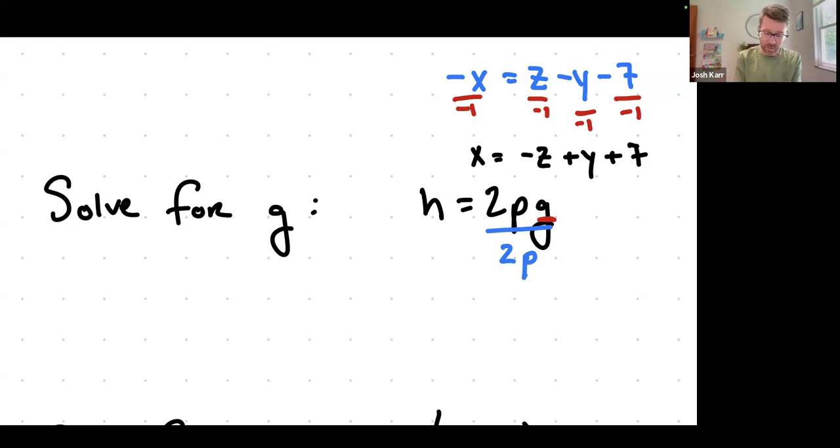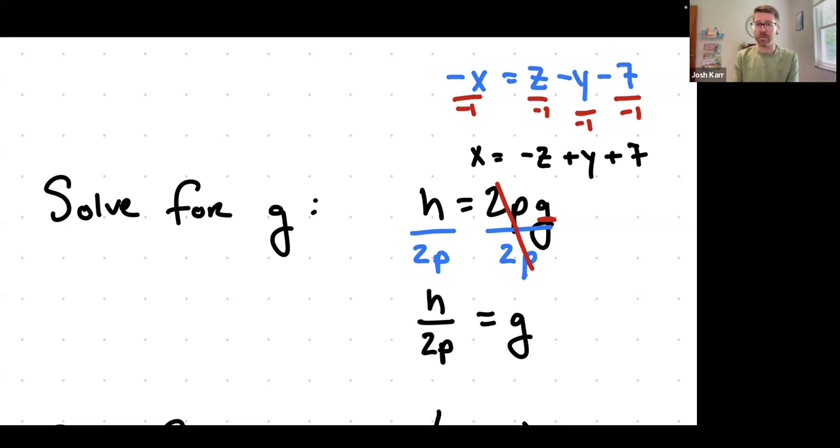Just can't do it to the right side. We have to make sure we do it to the left as well. So we're going to divide by 2p on both sides. So on the right side, we have arrived at g by itself. Great. H over 2p. Nothing simplifies there. They're all different. So we are just going to write H over 2p and you're done.